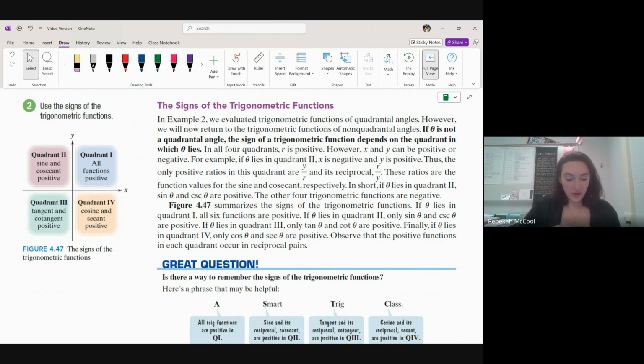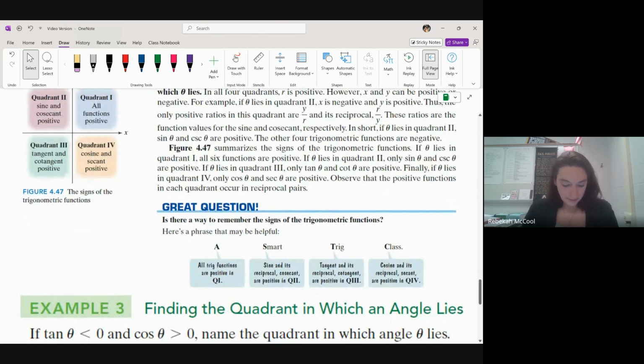So we've got this chart here that represents the signs of the trigonometric functions. In quadrant 1, all of our functions are positive. All 6 are positive. In quadrant 2, sine and its buddy cosecant are positive. In quadrant 3, tangent and cotangent. And in quadrant 4, cosine and secant are positive. So there's kind of a way to help us remember that.